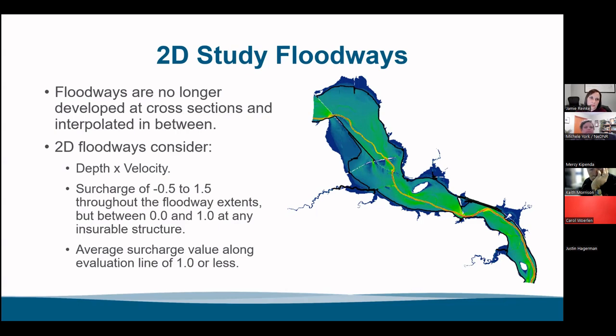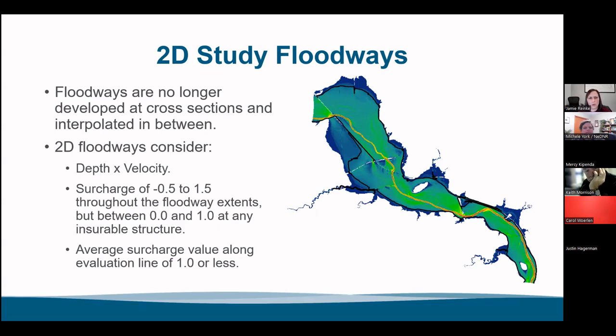So they're no longer developed at cross sections and interpolated in between, as was done in 1D, where you set encroachment stations and just blocked off flow outside of that. 2-dimensional floodways actually make a lot of sense in terms of how they're developed, where it's not just getting to that surcharge value. We're actually looking at the depth of flooding times the velocity of flooding to really hone in on the area that is the most dangerous part of the floodplain.